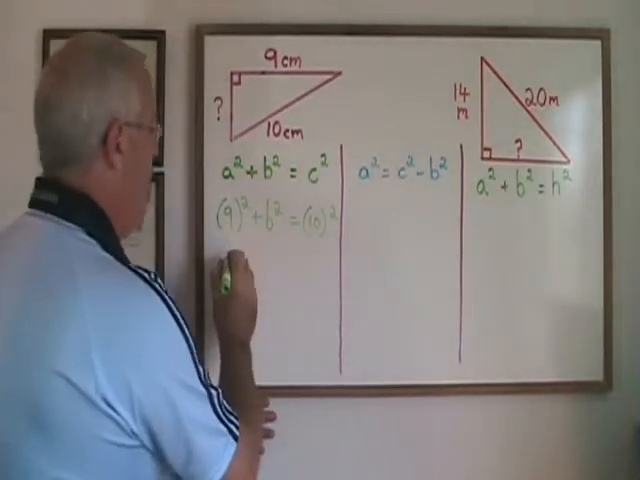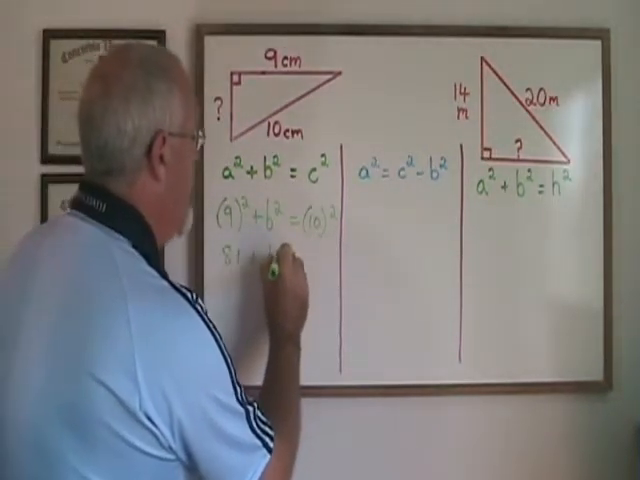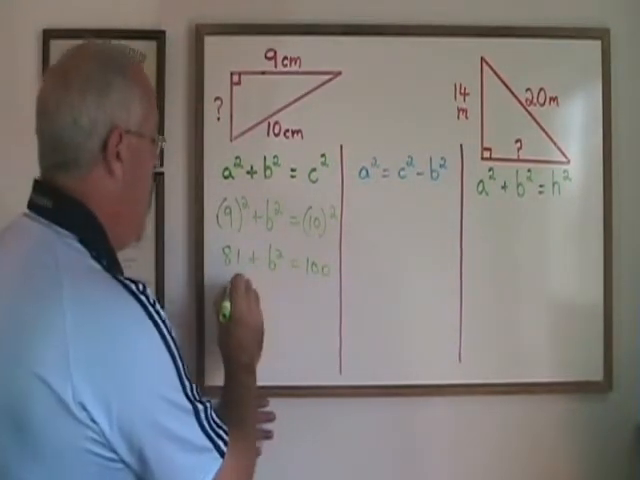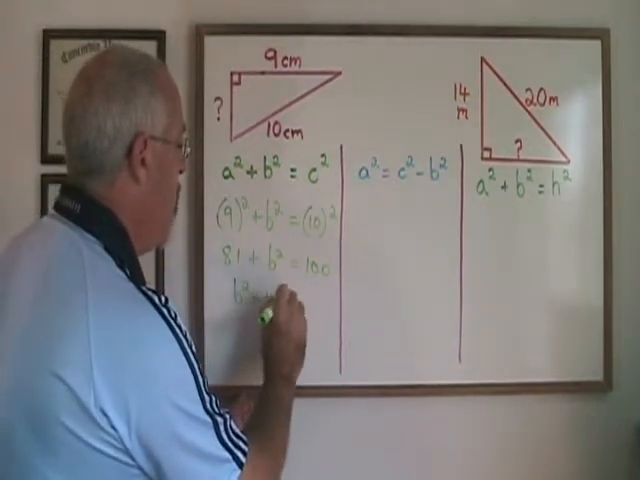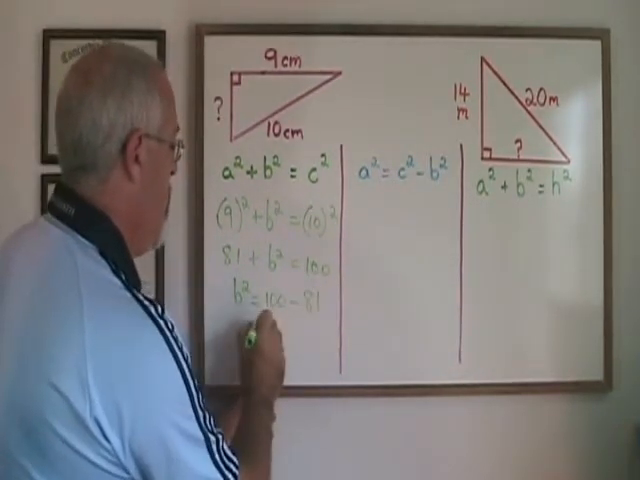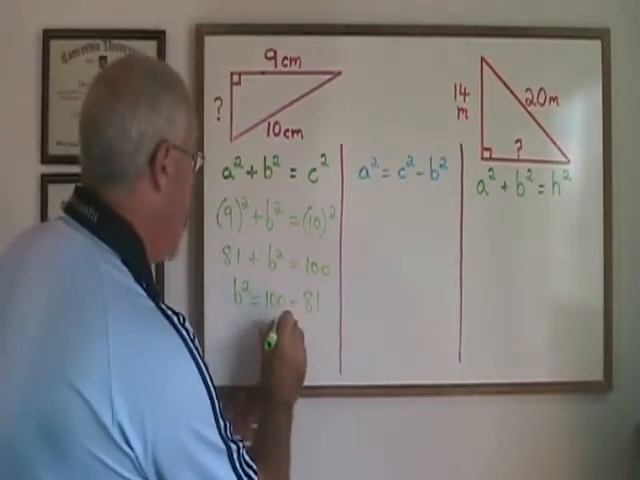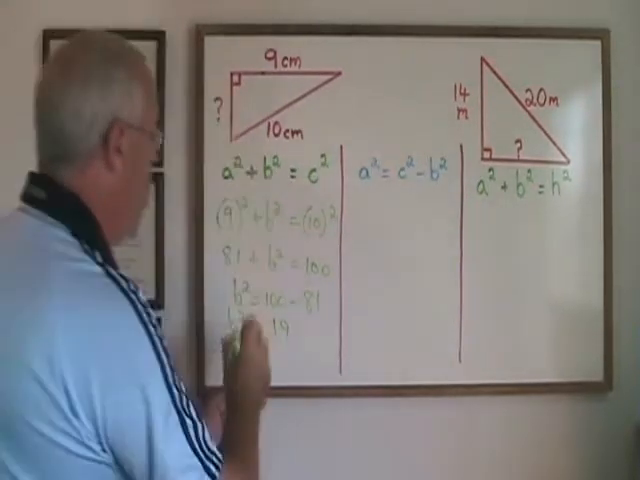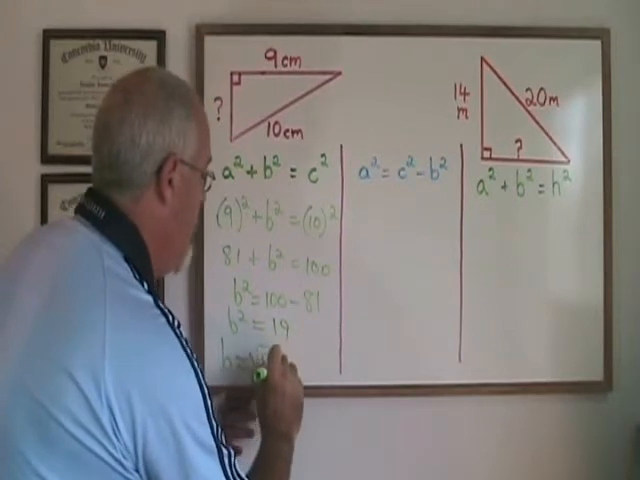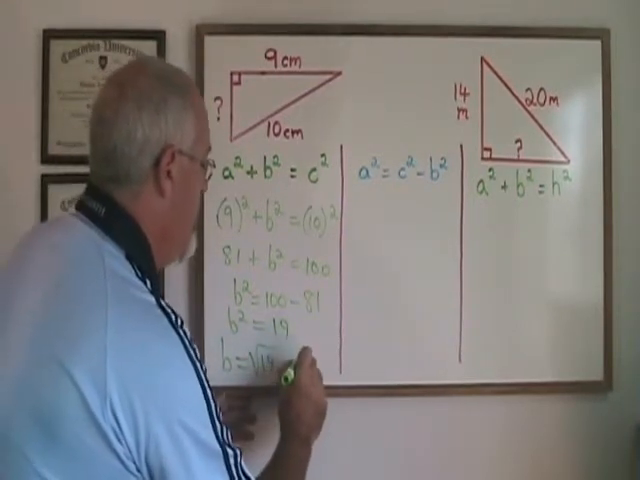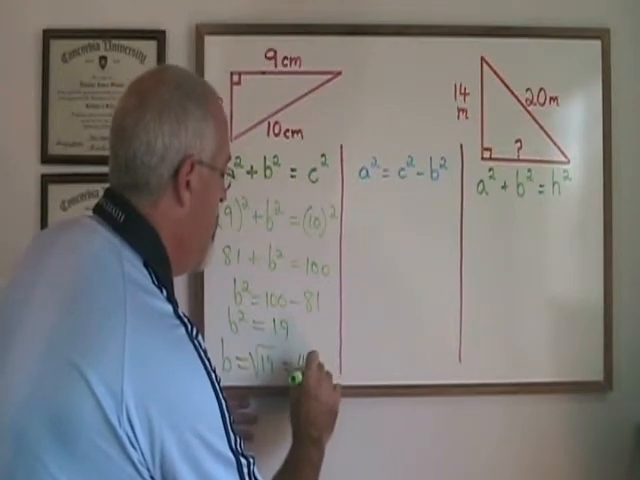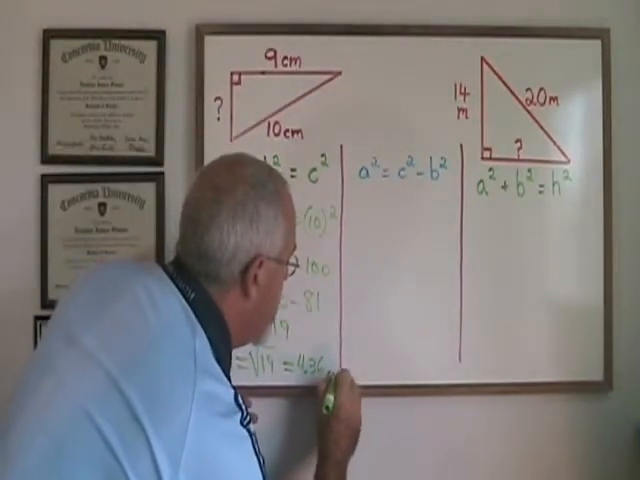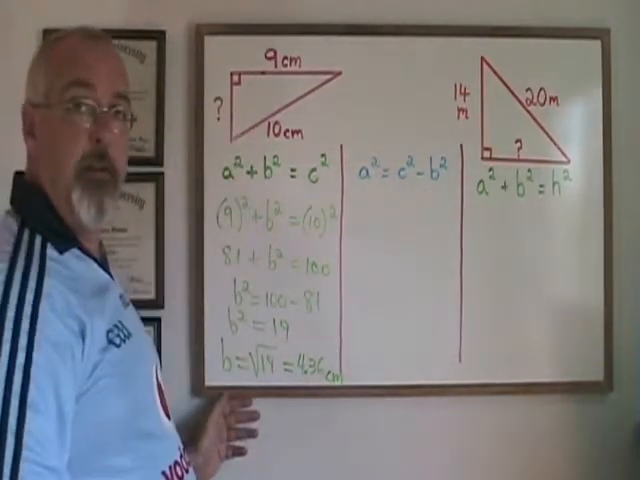If I square my 9 and my 10, I get 81 plus B squared equals 100. Now I want to isolate my variable. B squared stays where it is and will be equal to 100 minus 81. 100 minus 81 is 19. So B squared is equal to 19. B, the length of this side, is equal to the square root of 19, which is 4.36 if I round it to the nearest hundredth. And the unit of measure was centimeters, so it is 4.36 centimeters. We have found the length of this side.